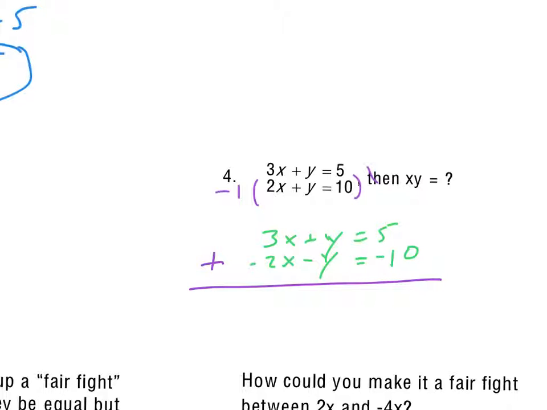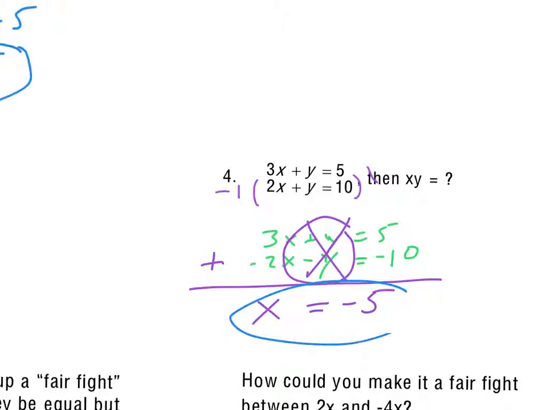So whenever I add these equations together, 3x plus a negative 2x will give me an x, and now our plus y and our minus y are going to cancel each other out. And then 5 plus negative 10 gives me my negative 5. So there we go right off the bat again. I have my x solved for. So x equals negative 5.